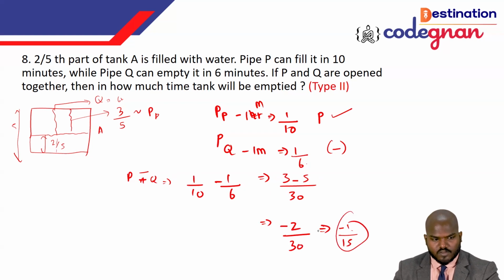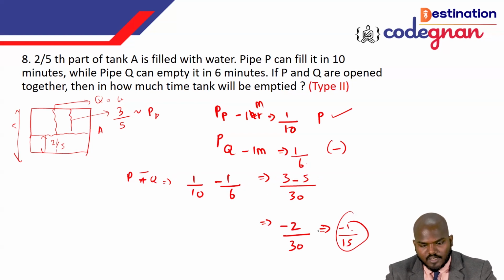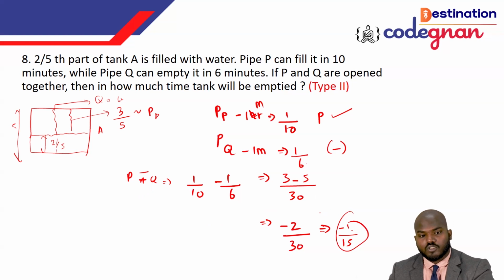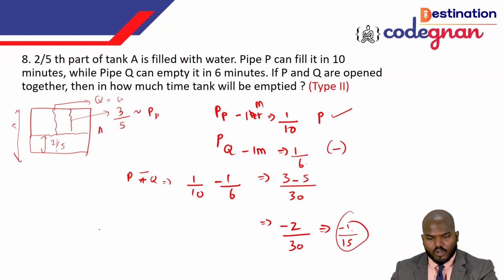But they are asking how much time the tank will take to get emptied. That is the question they are asking here. Here we have got minus 1 by 15, the time taken by P and Q to empty the tank. In 1 minute, pipes P and Q together do 1 by 15 of the work. But guys, P and Q together are emptying the tank.